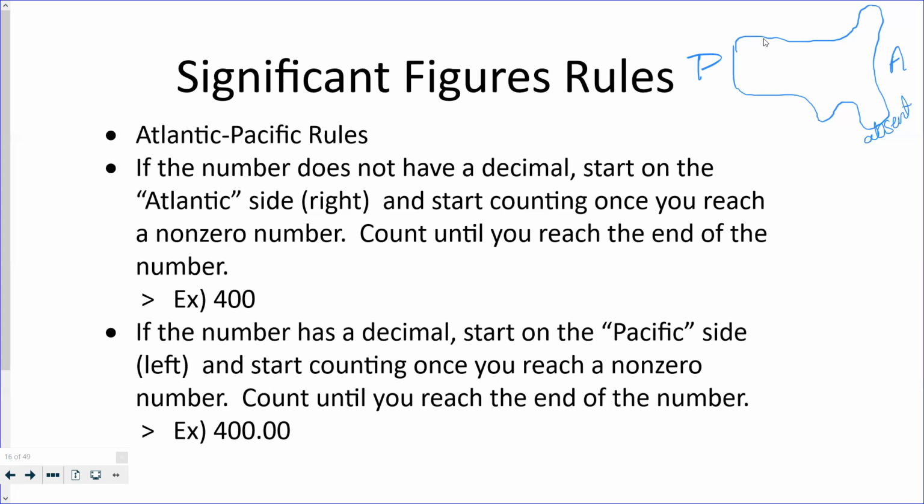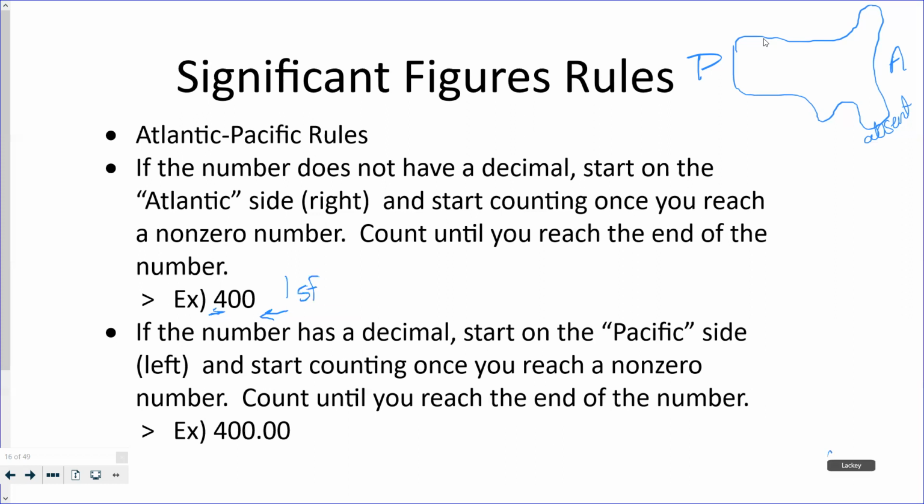So for example, here we have the number 400. This does not have a printed decimal point in it. So we start from the right side and we go from right to left. Our first non-zero digit from the right is the 4. So this number only has one significant figure. Anytime you see SF, that's significant figure.